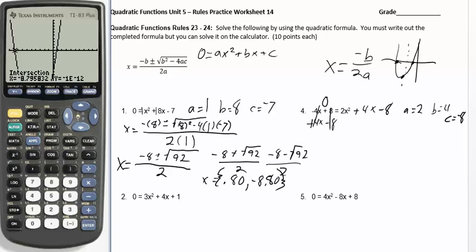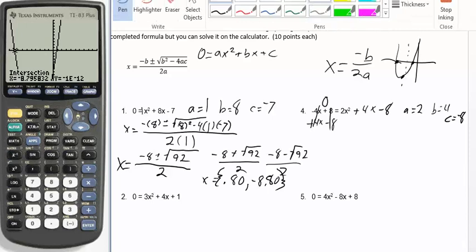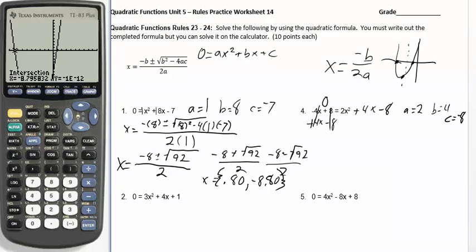I'm going to erase something here just to give me more room. I'm going to go ahead and erase this. Okay, just to give us a little more room.